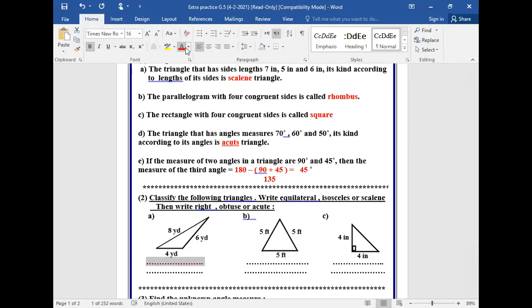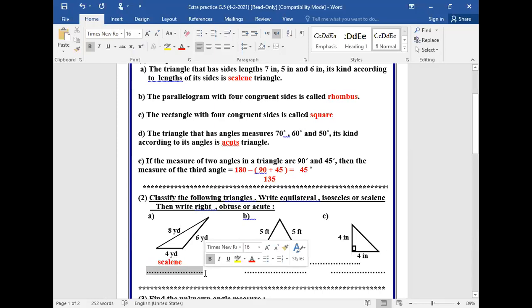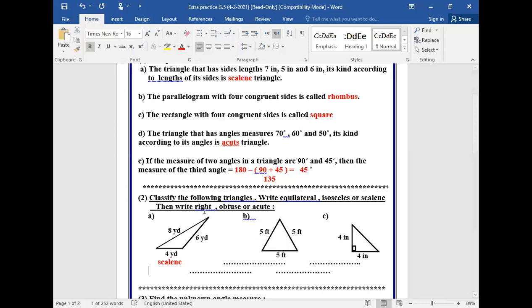Malak? Yes, Mister. The first triangle, what is the kind of it according to length of its sides? The three sides, 6 yards, 4 yards, and 8 yards. All of them are different. It will be scalene triangle. Thank you. According to measure of its angles, Aysel? We have one obtuse angle here, guys. It will be obtuse triangle.